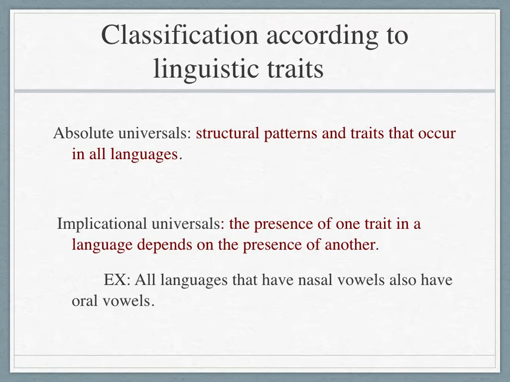So, for example, all languages that have nasal vowels, like the French, also have oral vowels. We have no examples of languages that only have nasal vowels. So this becomes kind of a logical superset subset problem.